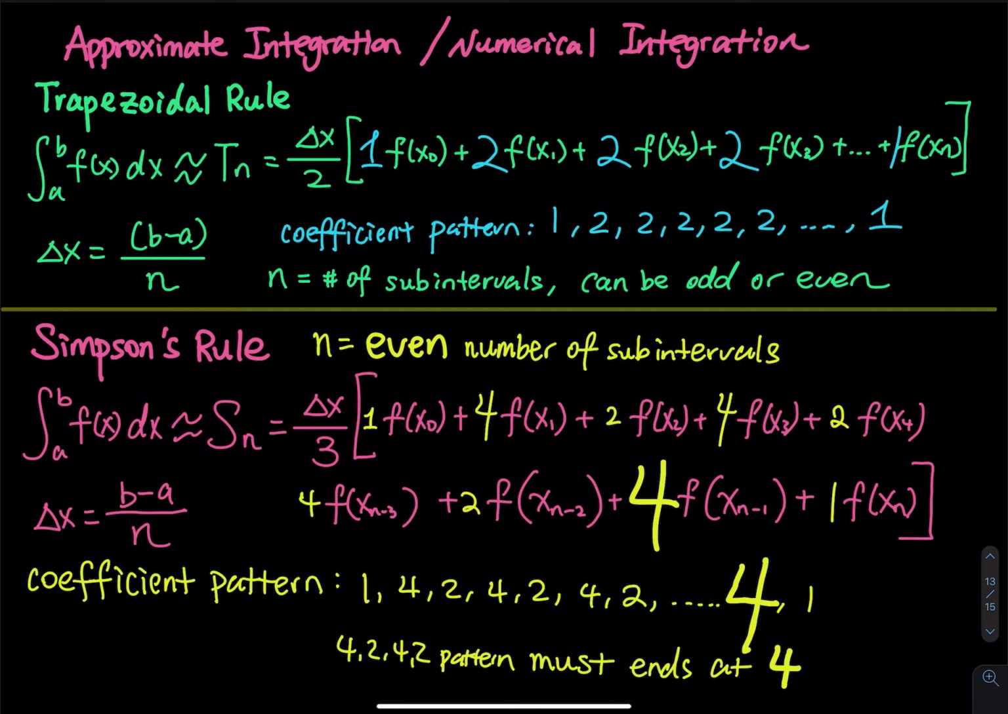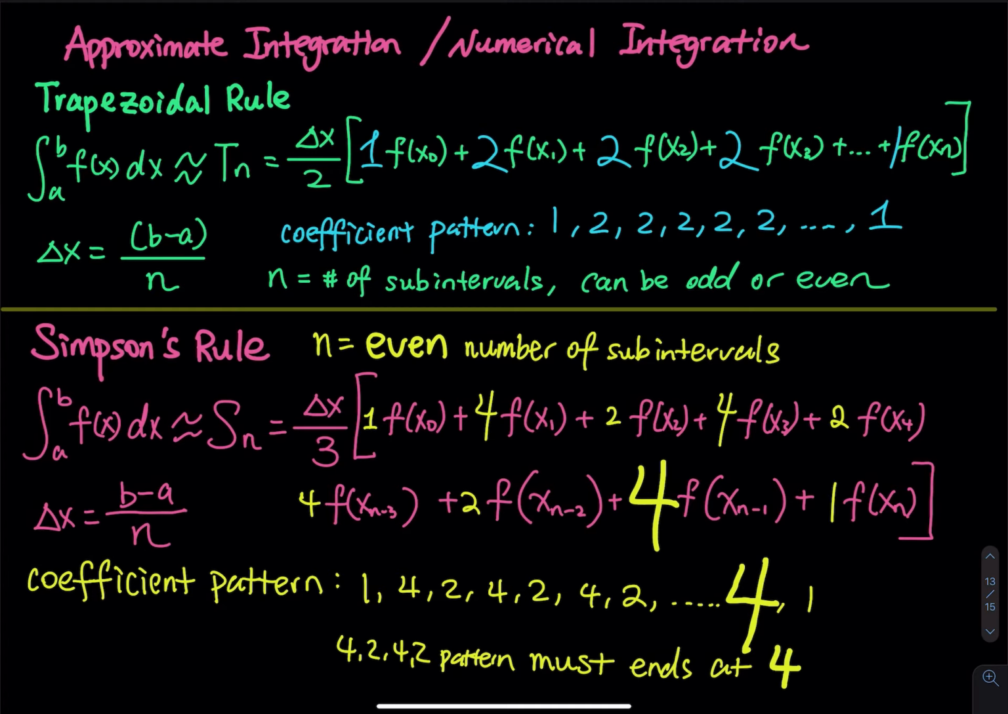And then for Simpson's rule, the biggest difference between Simpson's and trapezoidal is that in Simpson's rule, n, the number of subintervals, must be even. If n is odd, then we cannot use Simpson's rule. So let's take a look at the difference. For Simpson's rule, we have delta x divided by 3. The divided by 3 came from the proof of Simpson's rule. Since the proof is relatively complicated, we are not going to talk about the proof in this video.